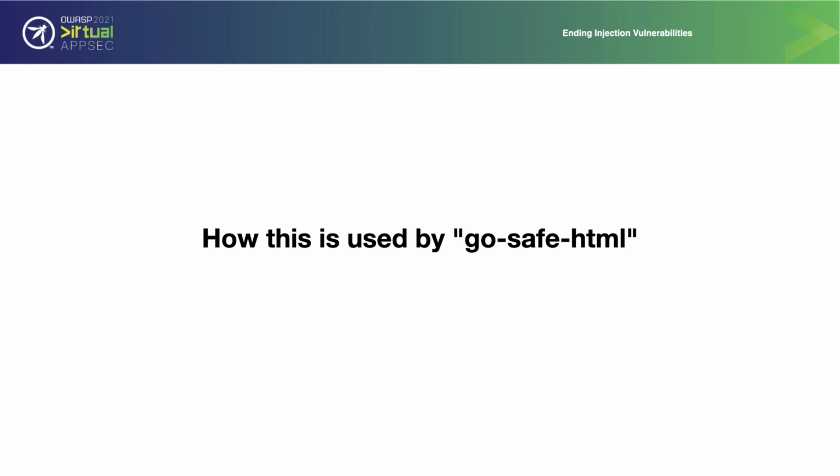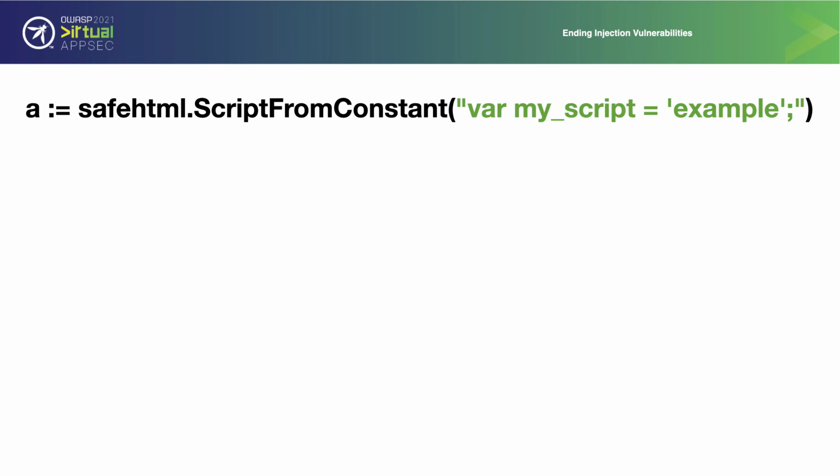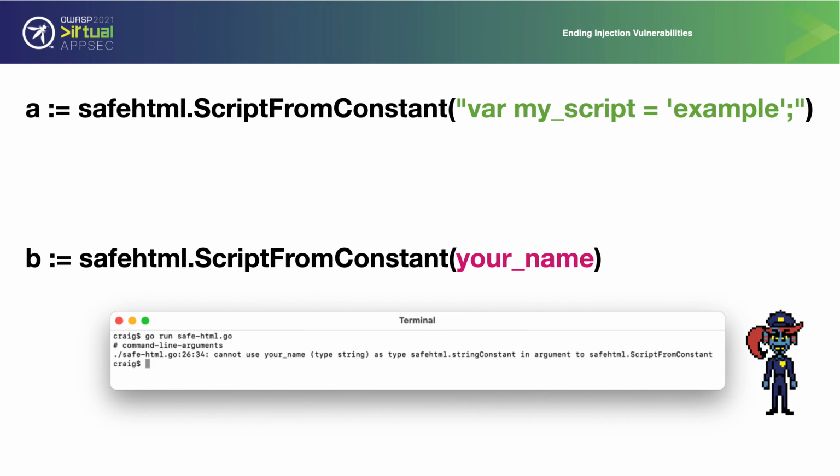In this case, go safe HTML, or to give it the full URL. We're going to first of all look at the JavaScript part of this because it's the simplest one to use. The script from constant method that it provides expects the JavaScript to be written by the developer. Now, I personally think you shouldn't be using inline JavaScript, but it's still there, and this is a safe way of doing it because the developer wrote it. They're the one who's trusted. If an unsafe value is provided, something from the user, then the compiler would reject it in the same way as shown previously.